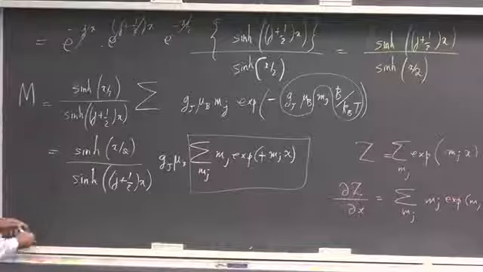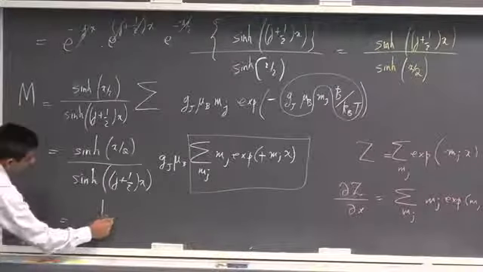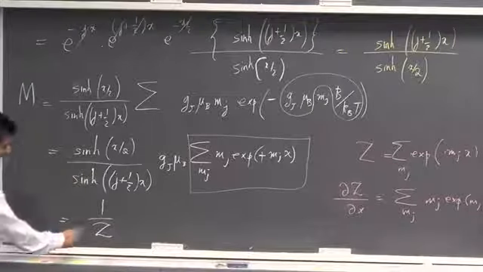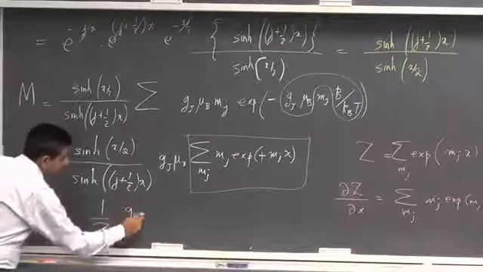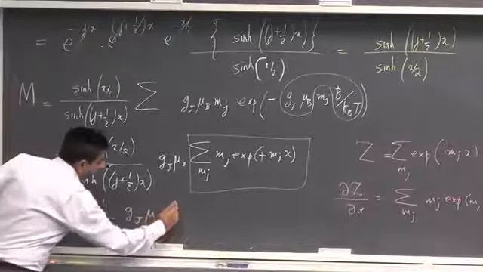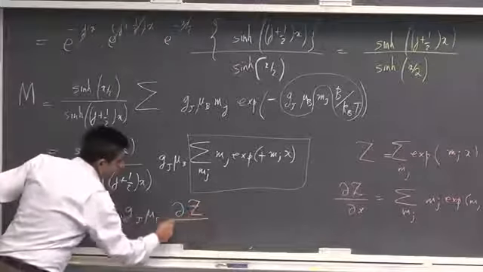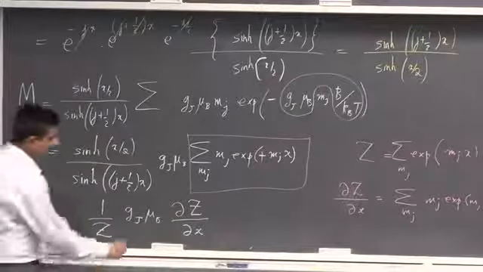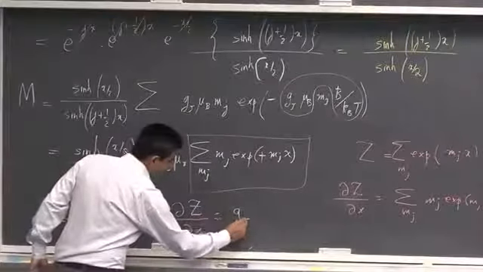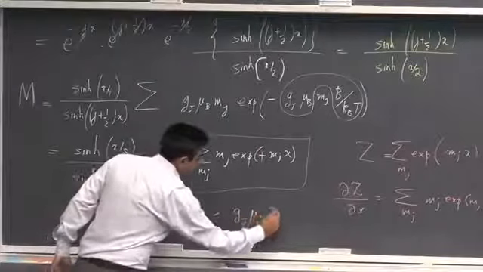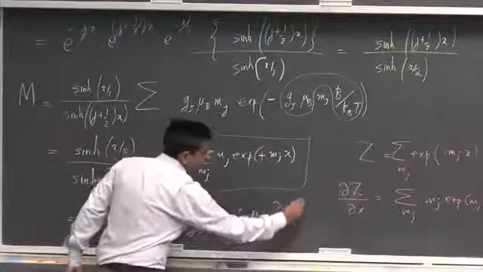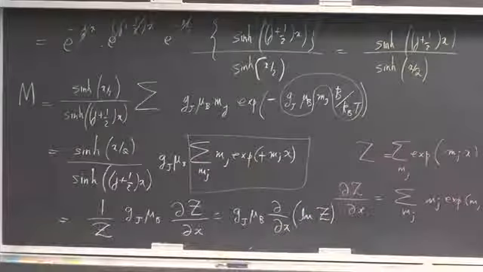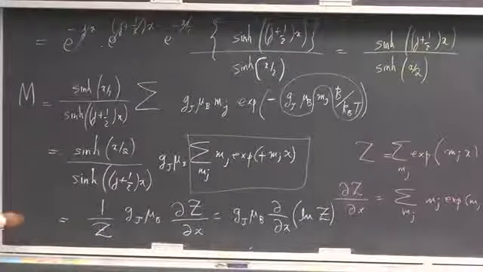So what we now have is 1 over z, gj mu b, the derivative of the partition function with respect to x. And this is simply gj mu b, the derivative with respect to x of the natural log of z. So this is the magnetization.